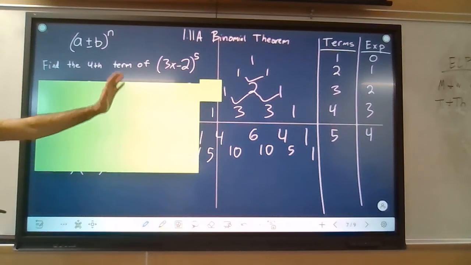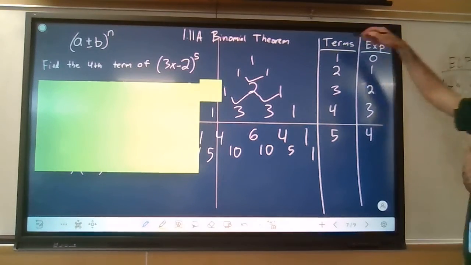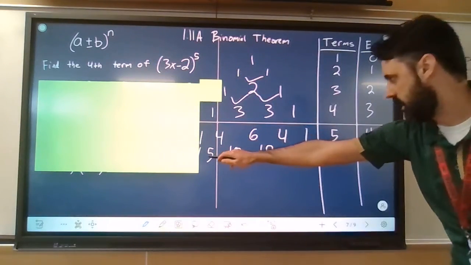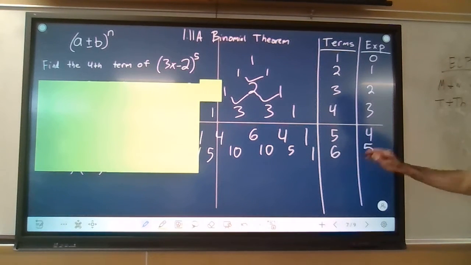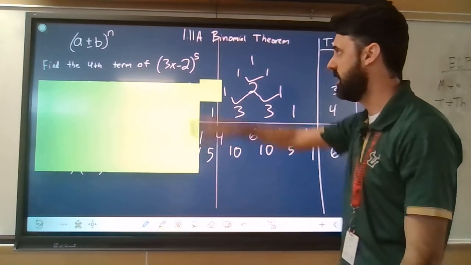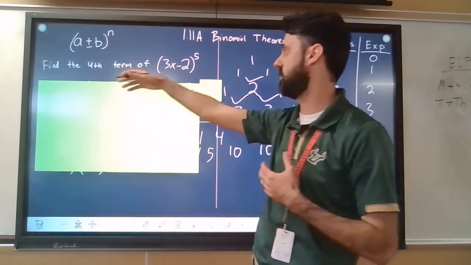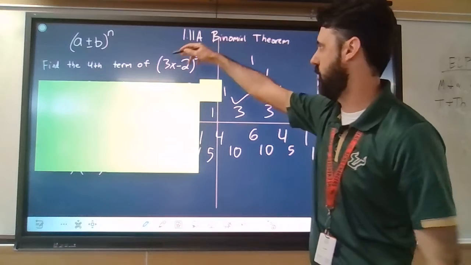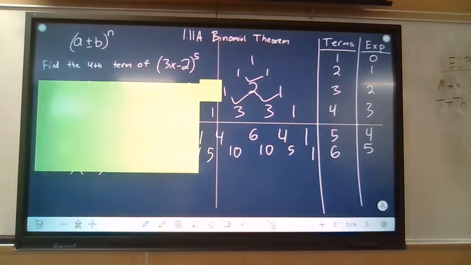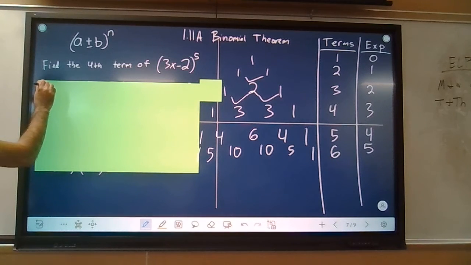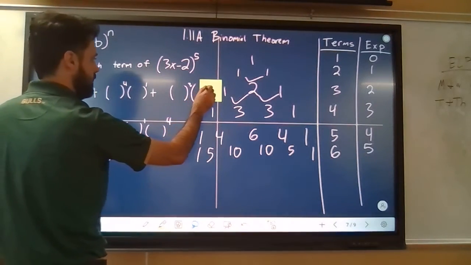So again, you just count up the numbers, that's how many terms, and you subtract 1, that's the exponent here. Here I count up 6 terms, so if there's an exponent of 5, we would use this row right here. I've got an example here where we're going to look for the 4th term, and you'll see why in a second. It's just the 4th term of this binomial grouping that we have here. Let me get rid of these sticky notes right here.